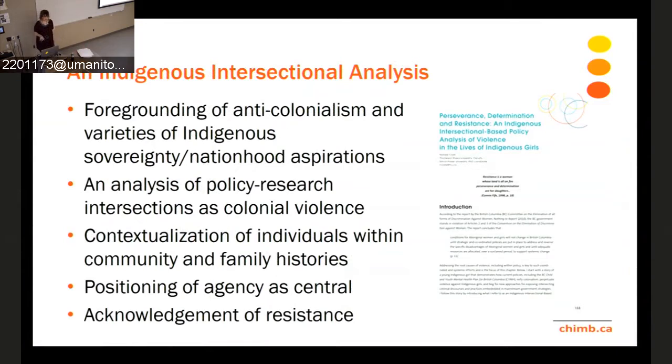And a woman by the name of Natalie Clark does a great job of showing what this involves. And it involves 5 big steps. An Indigenous intersectional analysis would first of all include an analysis of research and policy intersections as colonial violence. It would include an anti-colonial gender analysis. It would involve a contextualization of individuals within community and family histories, a positioning of agency, including the capacity to make decisions for oneself as central, and then finally acknowledgement of resistance. So these are important factors when we're talking about engagement.